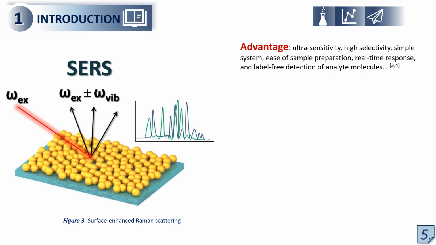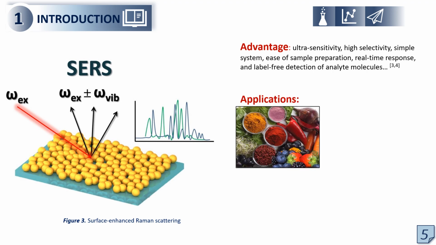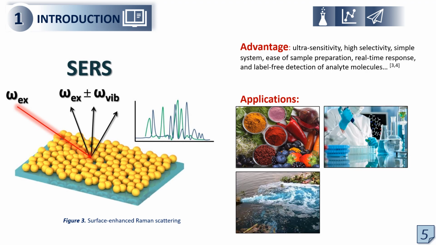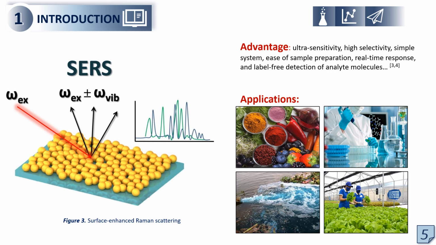Therefore, it is increasingly widely used, such as in detecting toxins in food, chemical analysis, biomedical diagnosis, detecting dyes causing environmental pollution, and determining pesticide residue concentrations. There are two accepted and widely known enhancement mechanisms: the electromagnetic mechanism and the chemical mechanism.